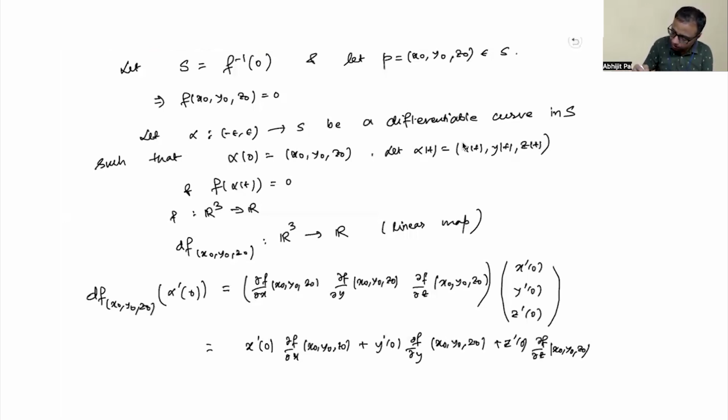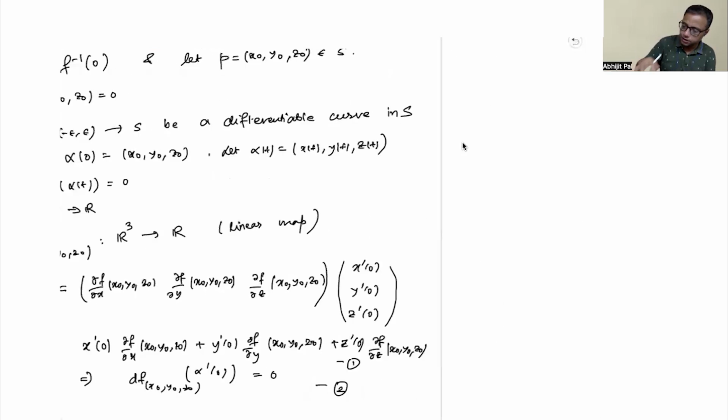this f of alpha t is equal to 0. So this will imply that the differential df at x naught, y naught, z naught evaluated at the point alpha prime 0 is also equal to 0. So therefore, from these two equations, equation 1 and 2, what we'll get is the following.